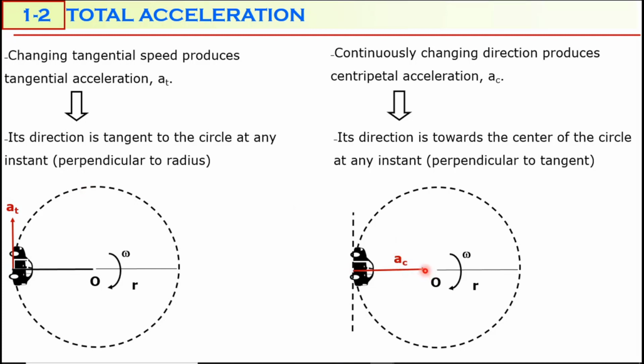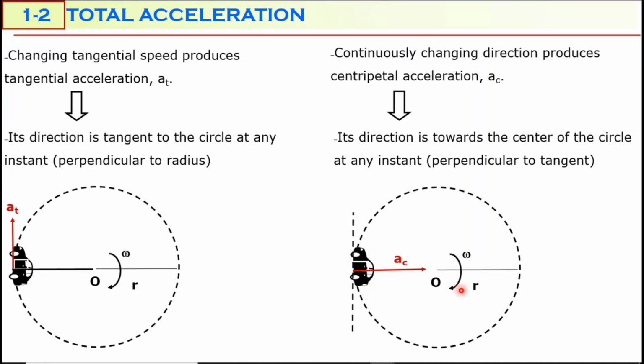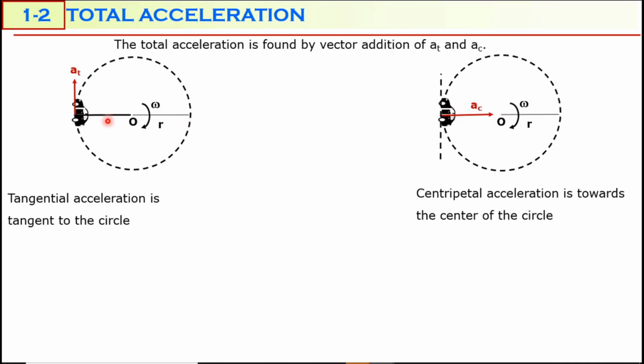Of course, I can find the total acceleration of this car by adding these two vectors. One vector is the tangential component, the other vector is the centripetal component. I am going to add them and calculate the total acceleration. Total acceleration of the car at that point is found by vector addition of AT and AC. AT is this one, AC is that one. I mean, AT is tangent to the circle, AC is to the center of the circle.